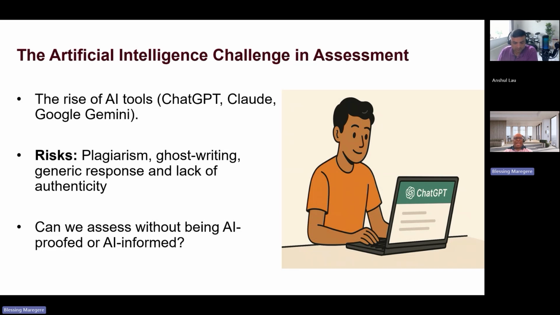So it's thinking about, can we actually assess without being AI approved or AI informed? And I'll be interested to hear your thoughts at the end in terms of how you're responding to artificial intelligence issues and the challenges and the risks such as plagiarism, ghostwriting, generic responses. And the issue with traditional assessments is lack of authenticity when ChatGPT and other platforms are used. So we'll be exploring that a bit more.